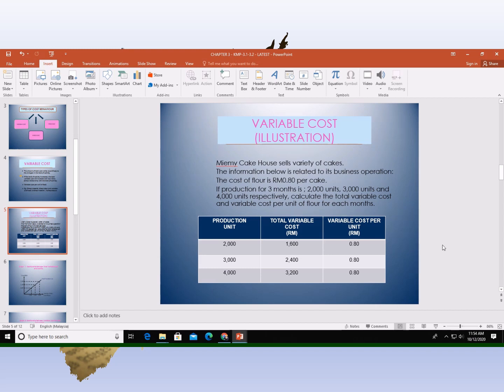There are 3 levels of production units. The first level is 2,000 units. Total variable cost is 1,600 ringgit and variable cost per unit is 80 cents. To get 80 cents, we must divide RM 1,600 by 2,000 units. So we will get 80 cents.